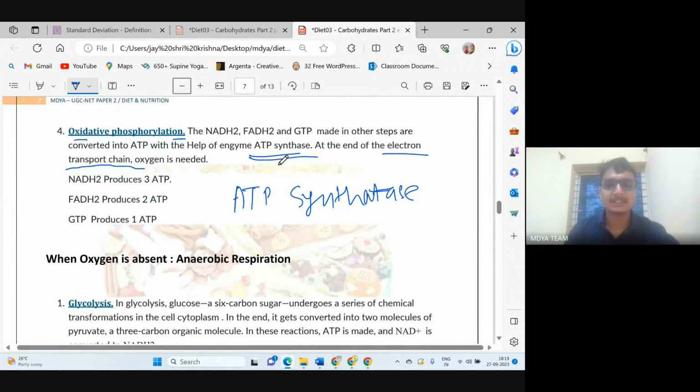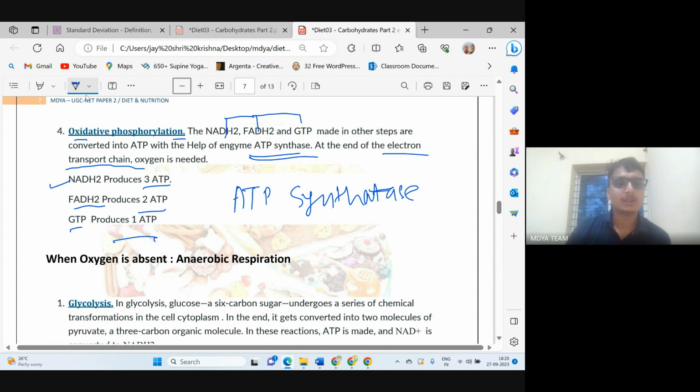With the help of this enzyme, what happens? Our body produces ATP with the help of NADH2, FADH2, and GTP. With the help of NADH2, our body produces 3 ATP. With the help of FADH2, our body produces 2 ATP, and with the help of GTP, our body produces 1 ATP. And this whole step is known as oxidative phosphorylation or the electron transport chain.